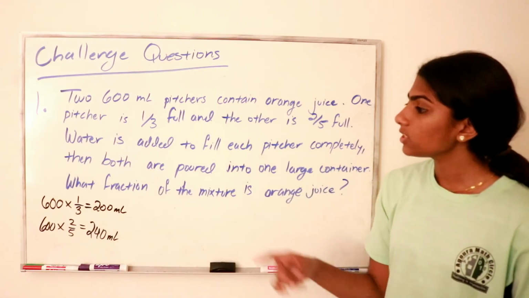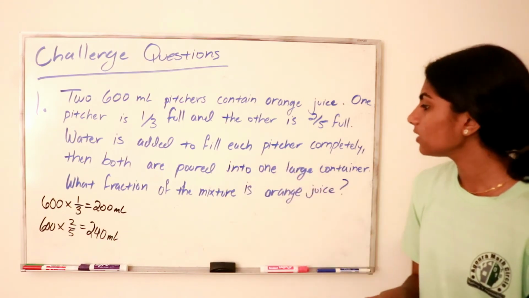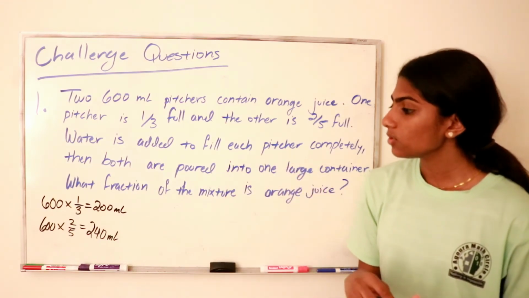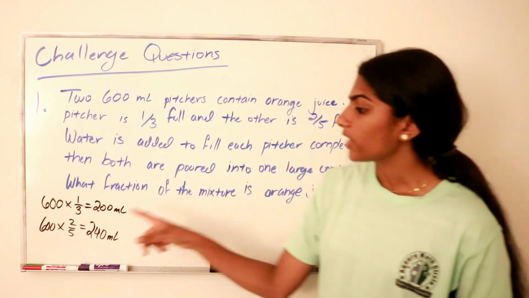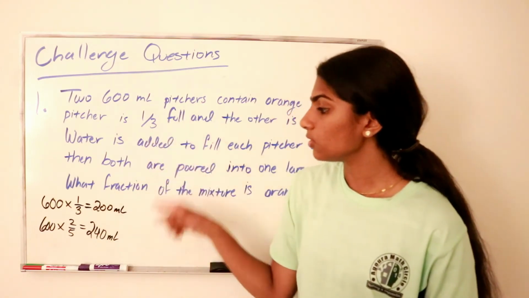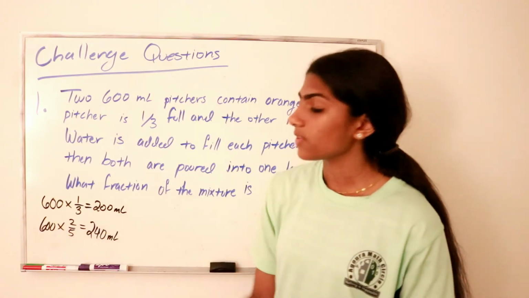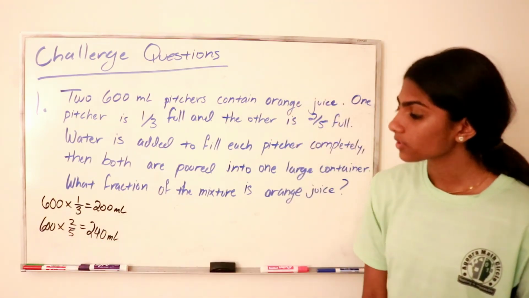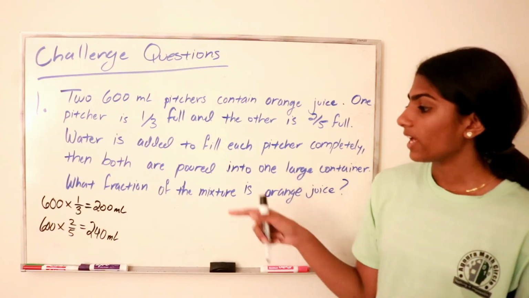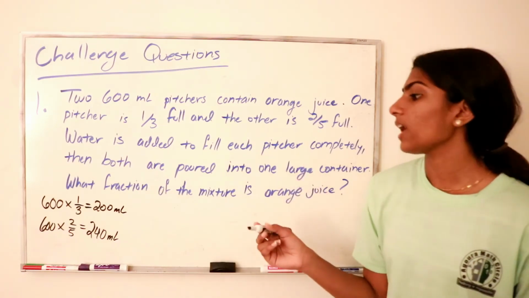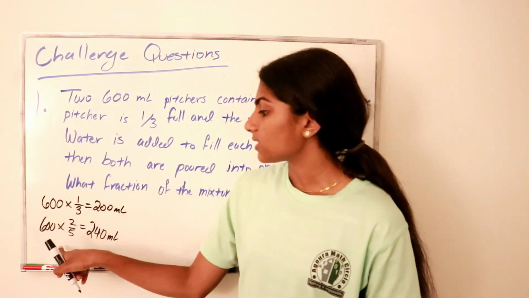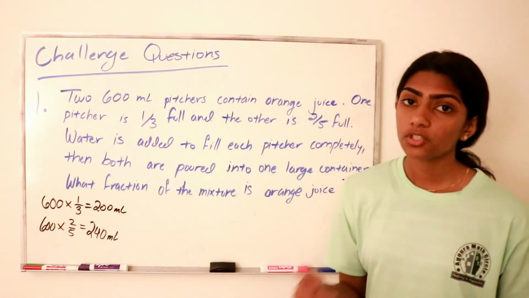Now it says that they're going to add water to the rest to fill the pitcher completely. So what we can do is find that 2/3, whatever's left, so 2/3 of the 600 is going to be water, and 3/5 of the 600 is going to be water for both containers. So what we can do is find that out and add that, or we can just simply say that 600 and 600 is going to be filled with orange juice and water.